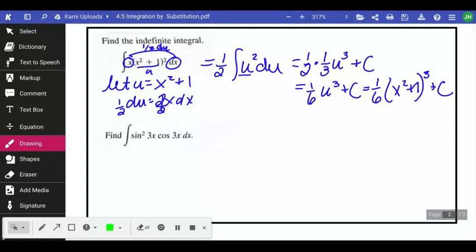Which, if you were to do this derivative, you'd have 3 times 1/6, so you'd have 1/2 x squared plus 1 squared, then times 2x, which would take care of the 1/2 that's at the beginning, leaving you with just that x. So it does work out when you do your derivative and balance it out. Any questions on any section of that? Okay.